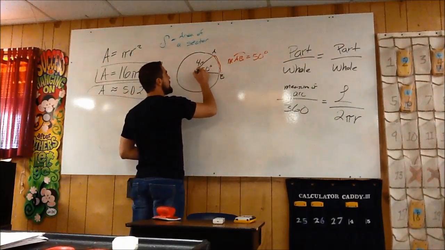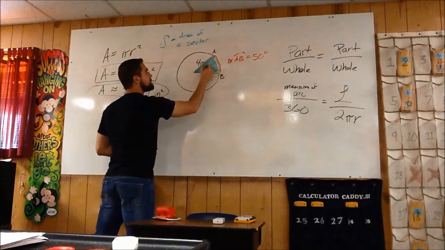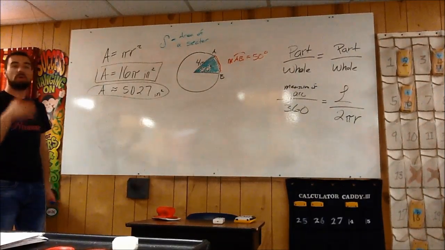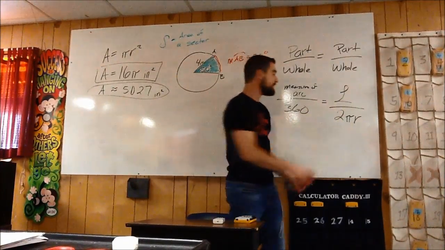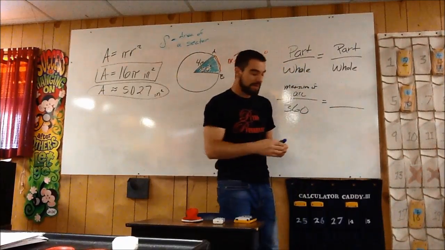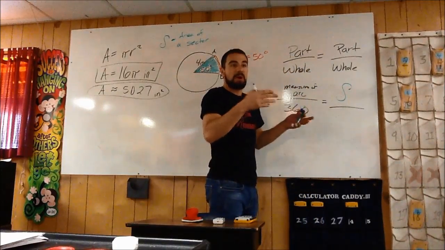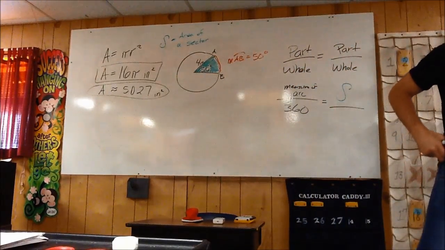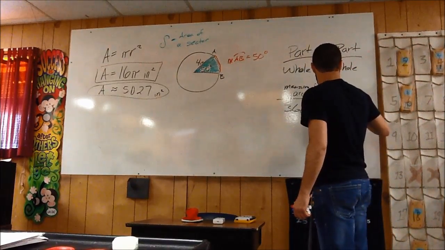And what we're finding is this. Find the area of the sector. That's what I'm searching for. Same thing. Part over whole equals part over whole. However, we're no longer talking about arc length and circumference, but we are talking about the area of a sector, and that's part of the whole area of the circle. And what do we use to represent the area of a circle? What formula? Pi r squared.